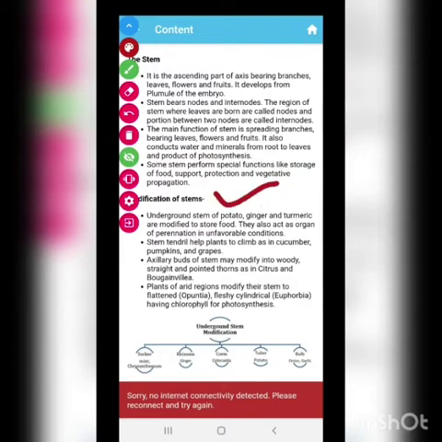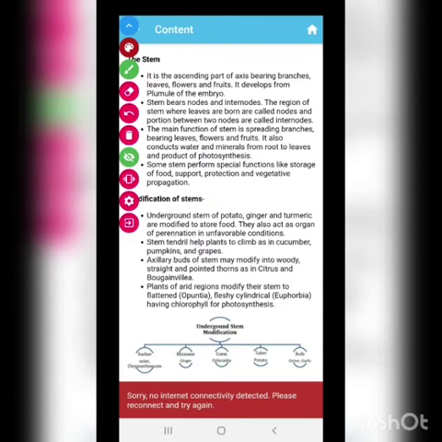Now we are talking about the most important thing here, that is modification of a stem. The stems modify in very different ways and perform some special functions such as storage of food. Potato, you must be knowing, is not a root. It grows underground, but it's a kind of stem. It is an underground stem, and that stem swells up when it contains a lot of food material. Ginger is also a kind of underground stem. Turmeric too. They are all modified stems which store food.